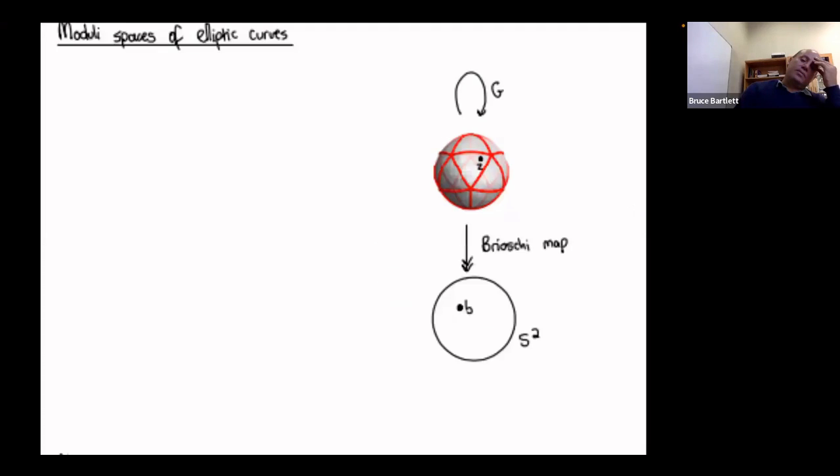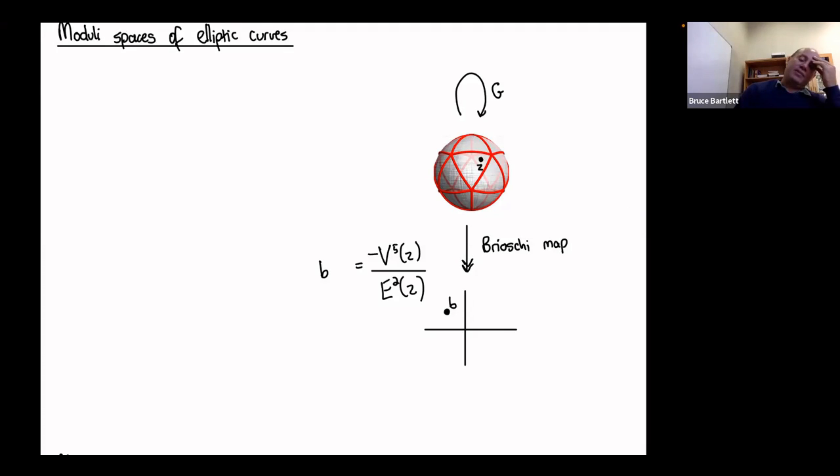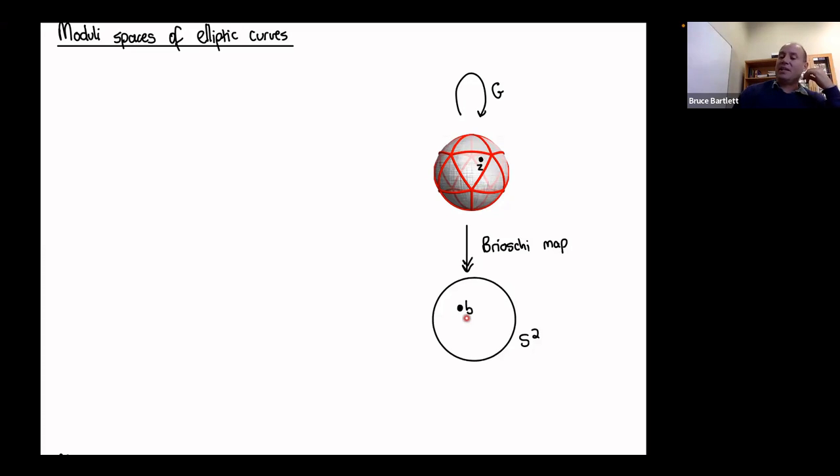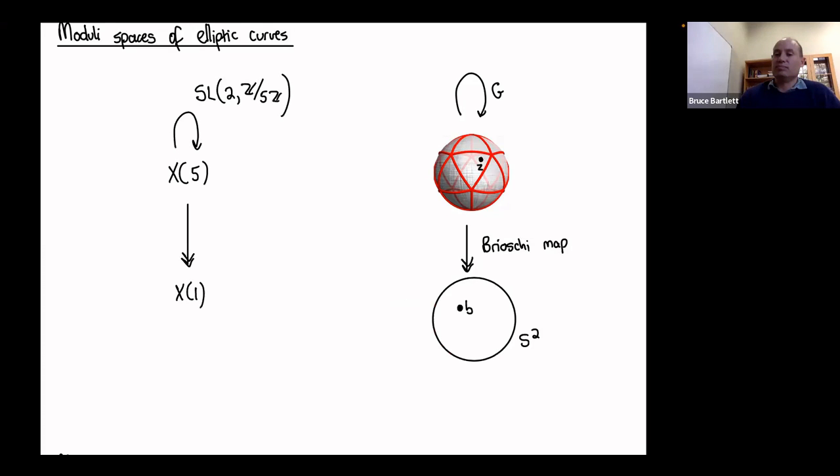Good. And I'll just replace the complex plane with S2 because I need a point at infinity as well. So I want you to think in terms of this picture. We've got a covering space of the S2. On the other hand, here's another covering space of S2, which also has a group acting on it. It's the modular curve X5 mapping down to the modular curve X1.